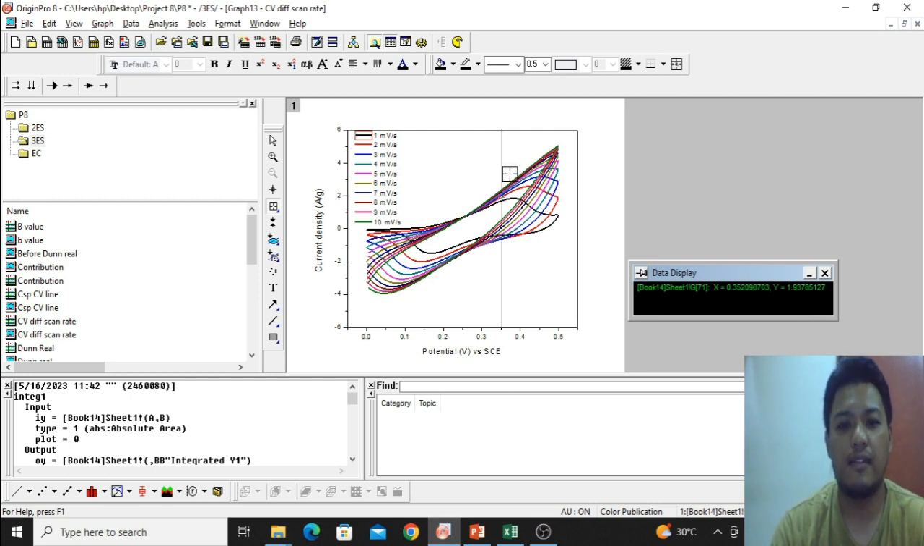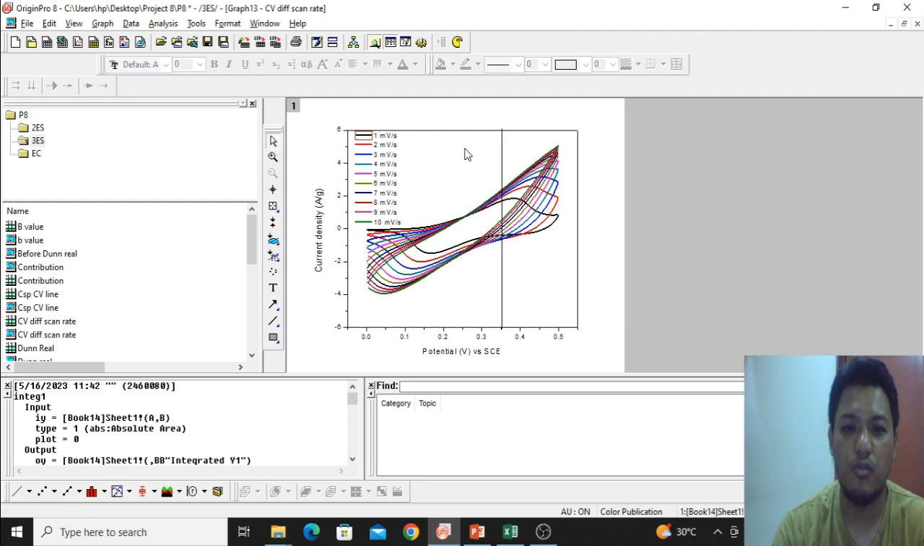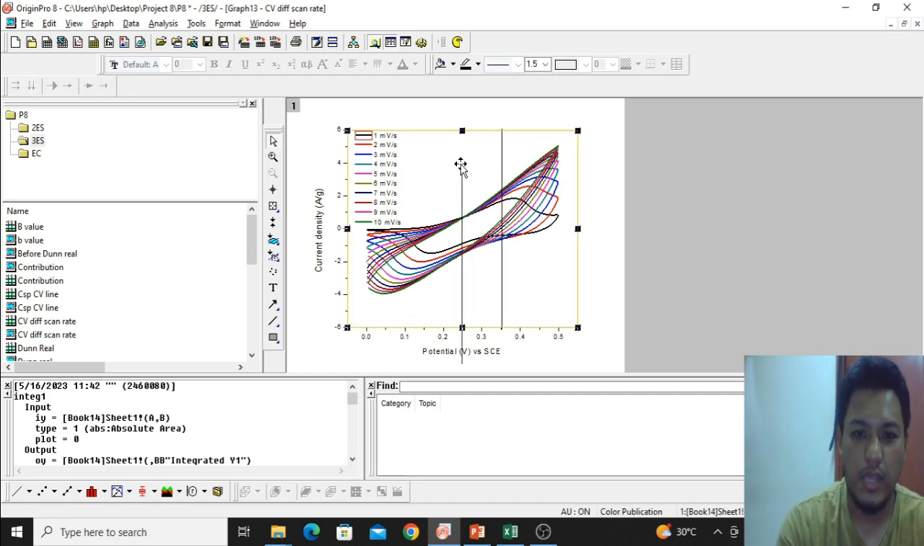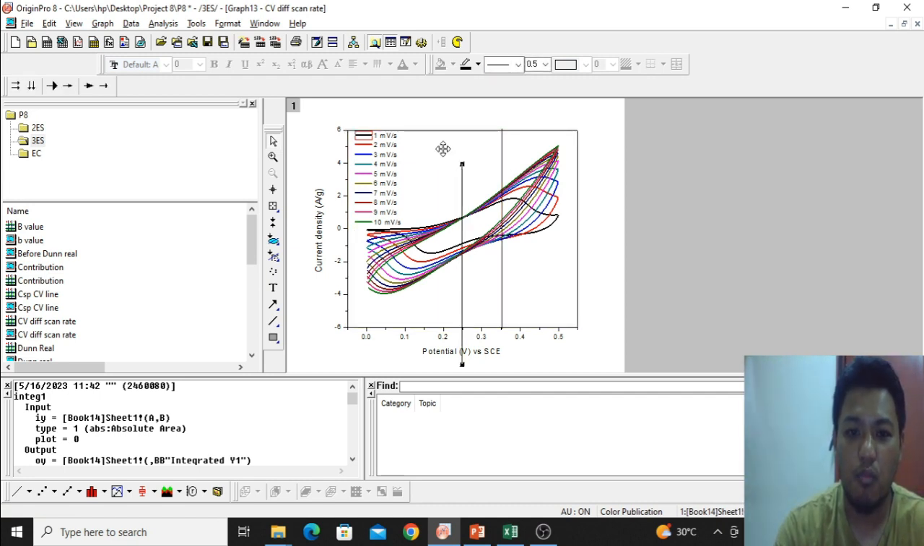Okay, this peak belongs to the current of anodic because it's oxidation. So this is the current anodic, and to read the current of cathodic, what you need to do is you need to make another line. Okay, make another line and read the most obvious cathodic current.